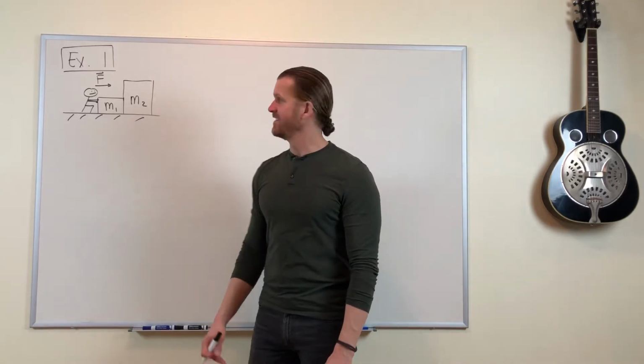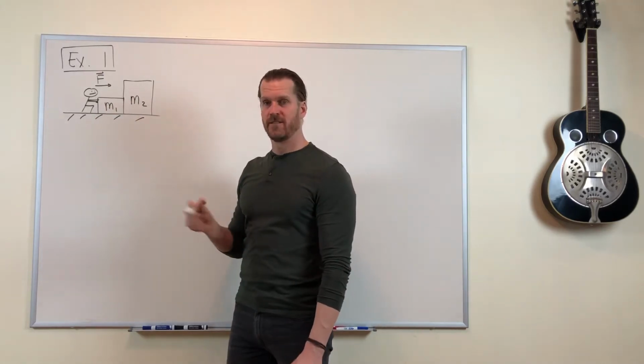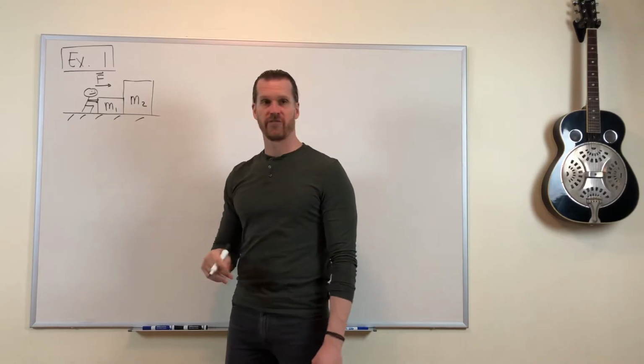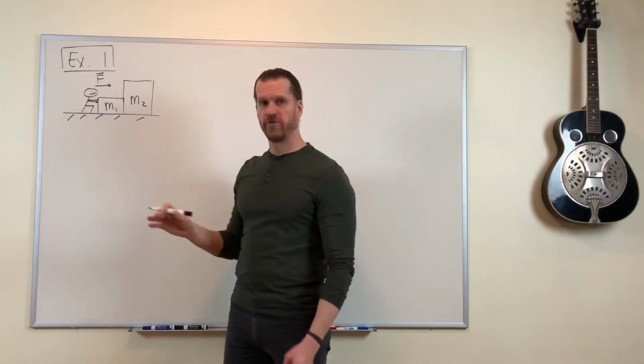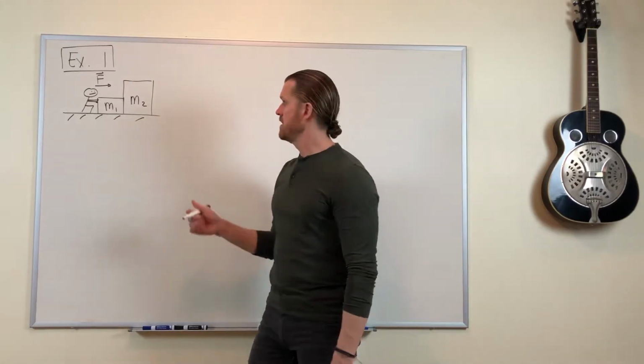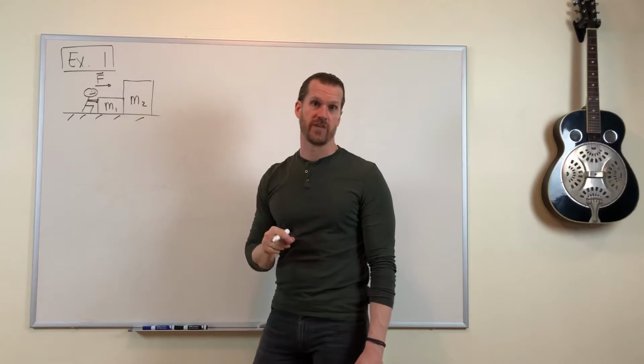Example 1. You push on mass 1. Mass 1 is up against mass 2, so it pushes on mass 2. And the result of your push is that the whole system of connected objects accelerates. We'll assume in this problem that there's no friction. We'll do some friction examples later.